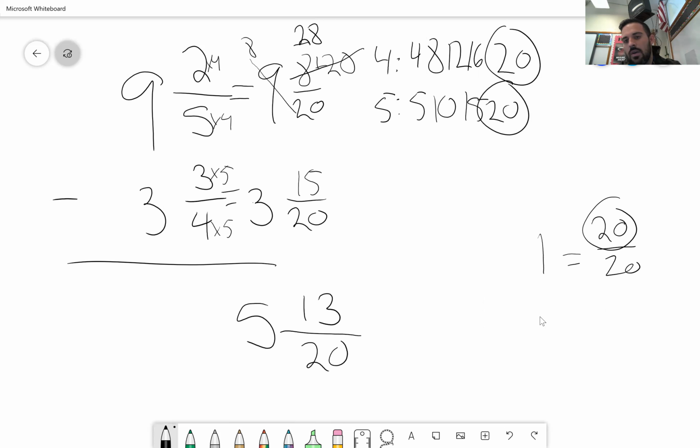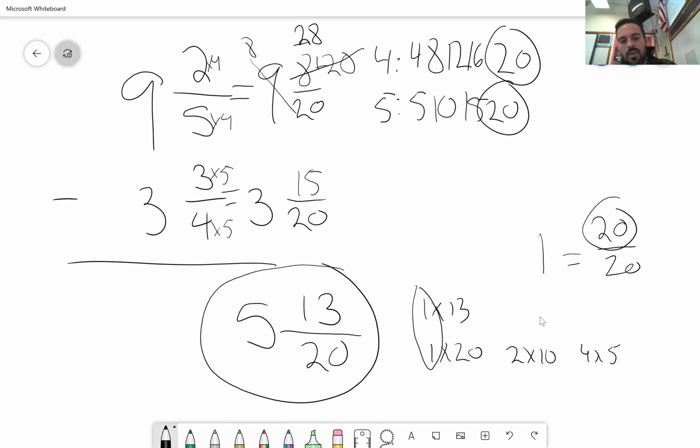Now let's check to simplify. What gives me 13? 1 times 13. And 20: 1 times 20, 2 times 10, and 4 times 5. The only number they have in common is 1, so that means it's already simplified. So 5 and 13/20 is my answer.